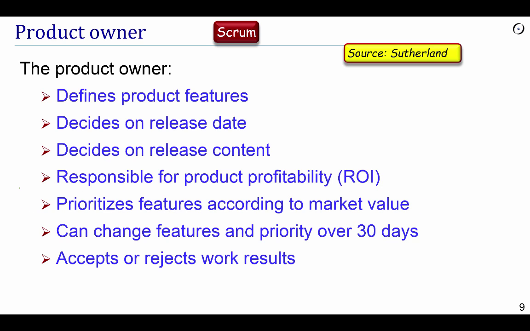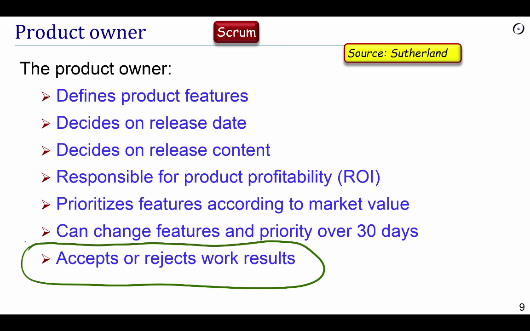There's a rule in Scrum that a product owner can change features and priority, but only over a limited period, typically 30 days. And the major responsibility in the end of the product owner is to decide whether a particular release or the final product has resulted in something that can be presented, can be handed over to the customer as satisfactory or not. So the product owner is the one who says, yes, this is good enough, or no, you need to get back to work, we cannot give this to the customer. And of course, it's a major responsibility.